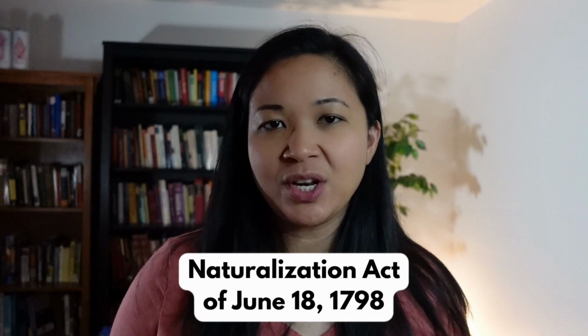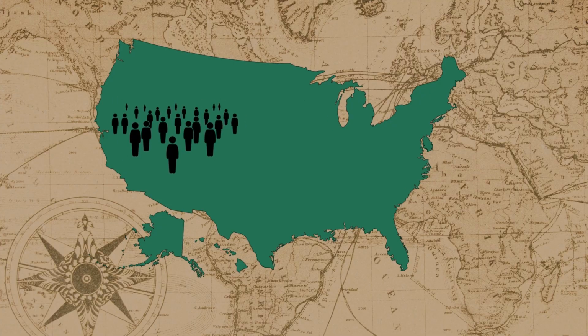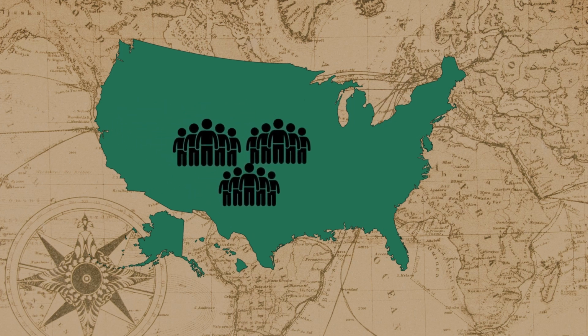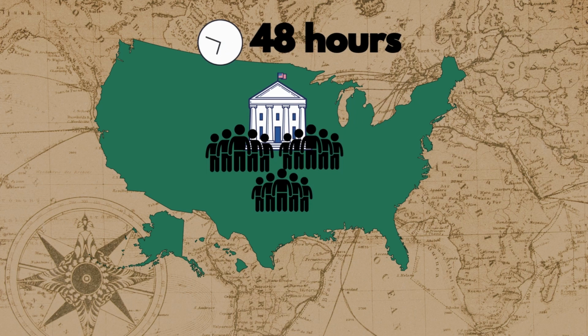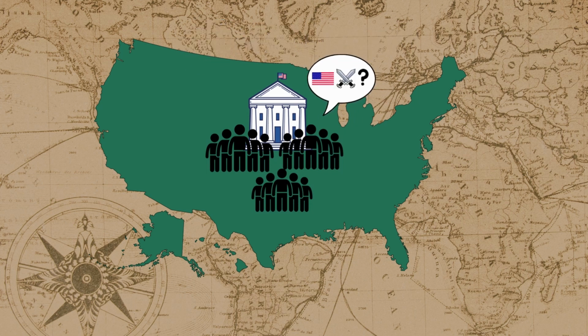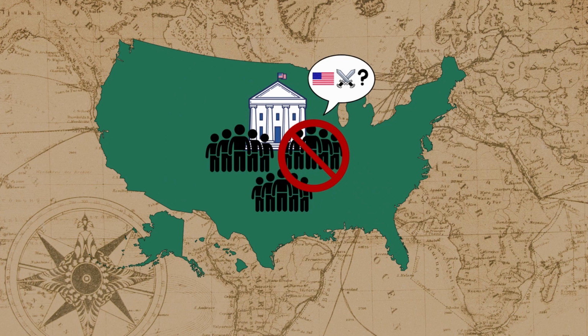The first law that was passed was the Naturalization Act of June 18, 1798. It made the citizenship process for foreigners longer and more difficult. Now immigrants had to be U.S. residents for 14 years instead of just 5 years. Upon arriving in the United States, all immigrants had to register with the government within 48 hours. And immigrants who were citizens of a country that the United States was at war with were not qualified to become citizens at all.